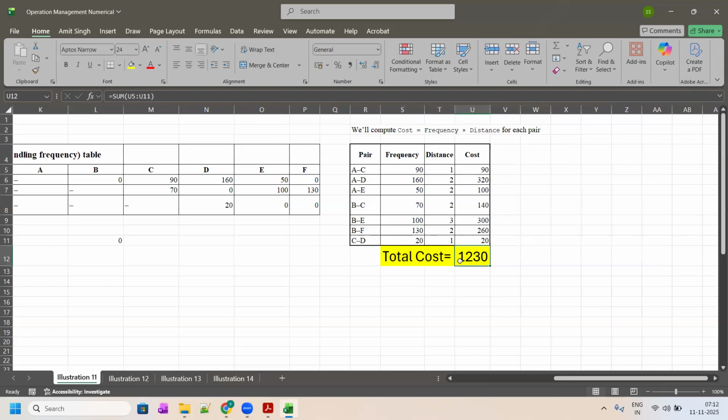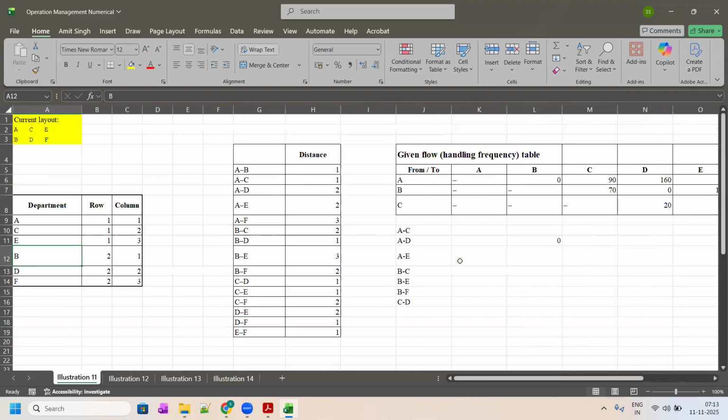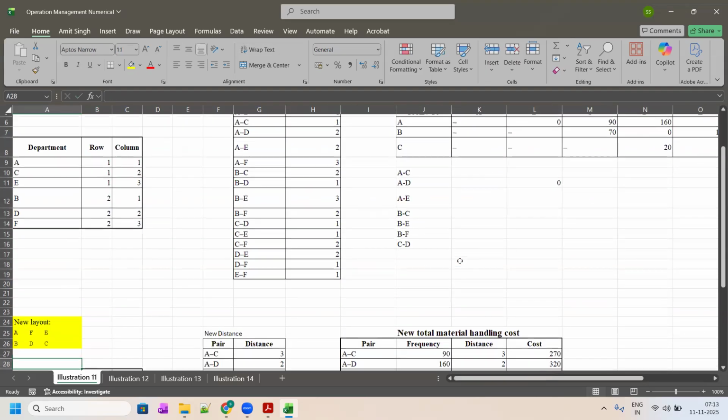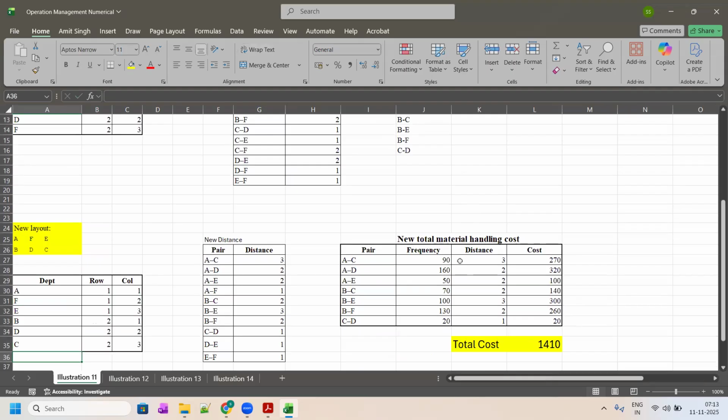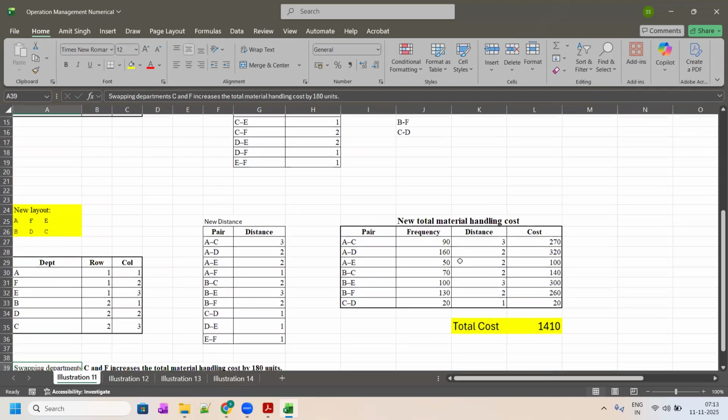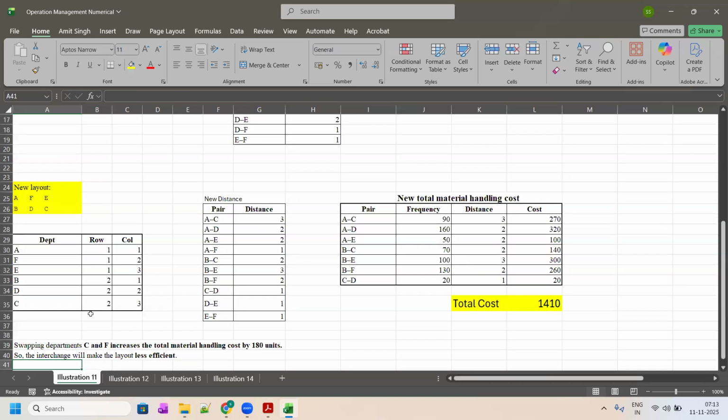Okay, everyone, this part is clear, right? Yes, sir. Then we'll talk about the new layout. This is the new layout we have. With this new layout, again you can assign row number, column number, then calculate the distance, and then calculate the total handling cost by multiplying the distance with the frequency given in the problem. Then we got the total cost as 1410.